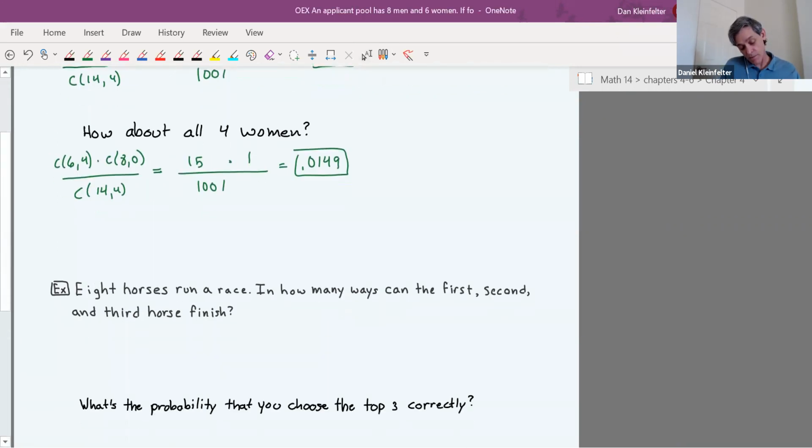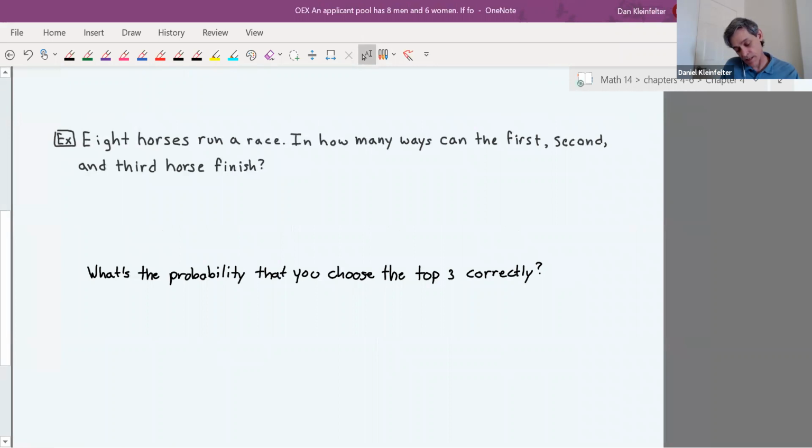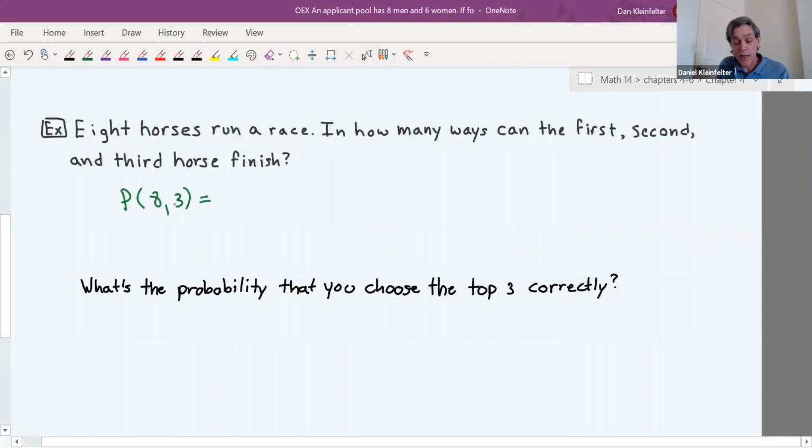So another example, this time it'll be permutations though. Let's say we have 8 horses running in a race. For the first part, we want to know how many ways are there for the first, second, and third horse to finish. So it's different to come in first versus coming in third, right? So out of the 8 horses, there will be 3 winners, right? And so permutations, how many ways are there for us to get 3 horses from 8, and the order matters.